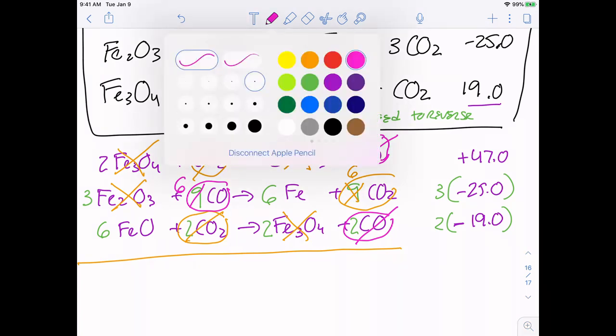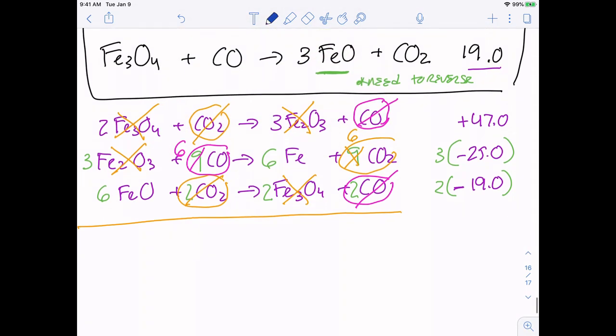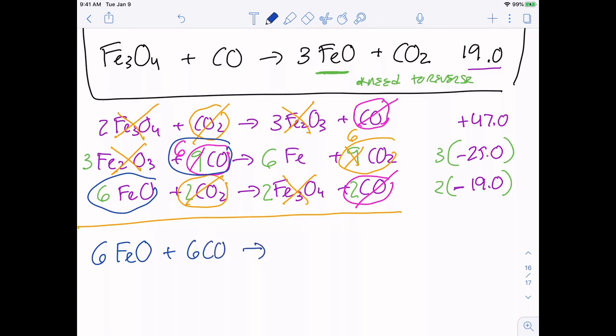This is getting kind of messy, but let's just rewrite everything that's left. So what's not canceled is I have 6 iron 2 oxides. I have 6 carbon monoxides. I have 6 iron, plus I have 6 CO2s.